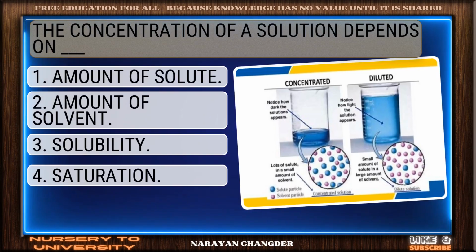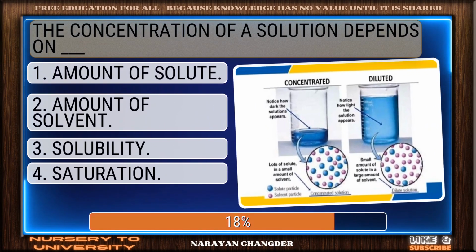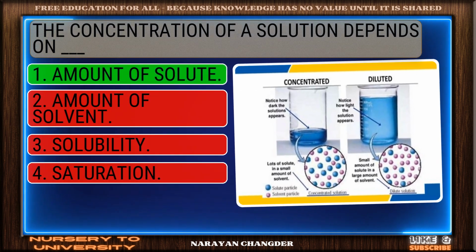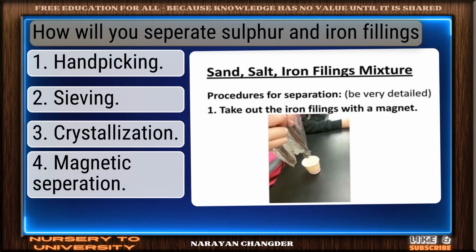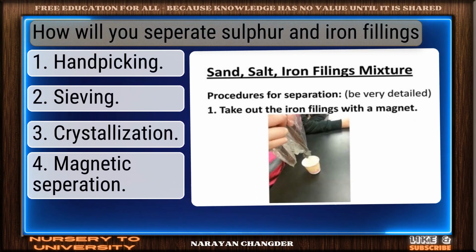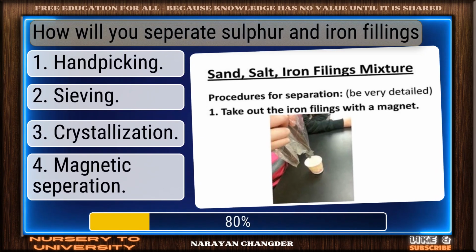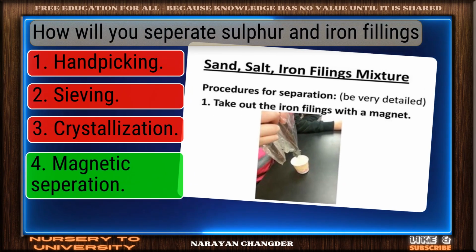Question number 194. The concentration of a solution depends on dash. Clear logic. Your choice amount of solute is sound and 100% true. Question number 195. How will you separate sulfur and iron filings? You got it. Your choice magnetic separation is right.